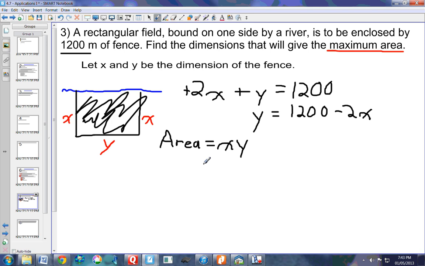Now, if we want to maximize area, first of all, I can't solve this with these two variables in place. I need to have an equation that only has area as a variable and either x or y. So what I'm going to do then is I'm going to substitute this rearranged version right here in for y.